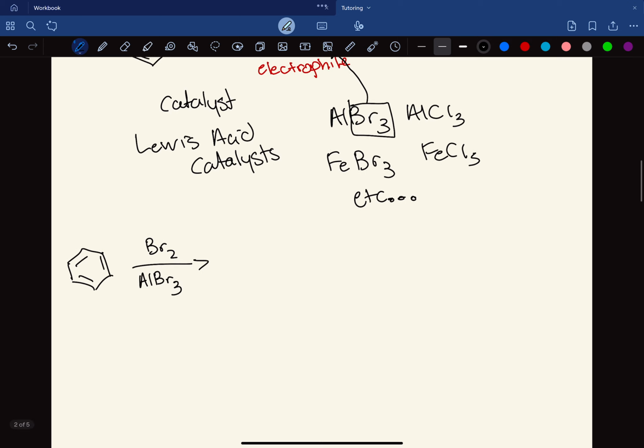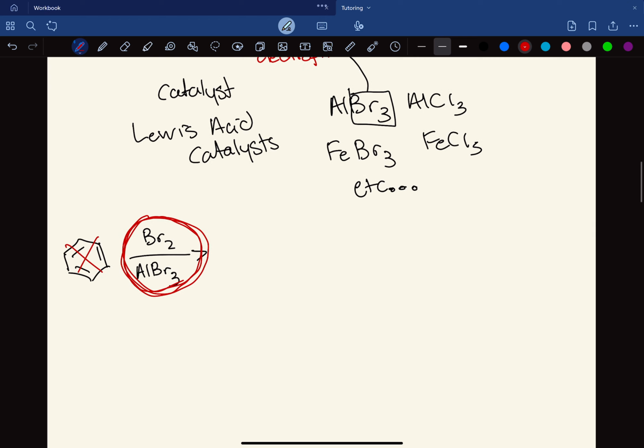So when you're starting off with the mechanism for this reaction, we're actually not going to start off with benzene. We're going to start off with our other reactant, with our catalyst, because benzene is aromatic. Again, it's not going to want to start a reaction. Something else will have to start the reaction. So what starts the reaction? So we have bromine, and then we have AlBr3.